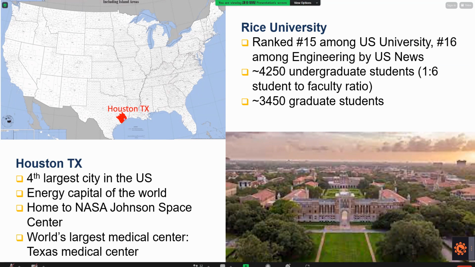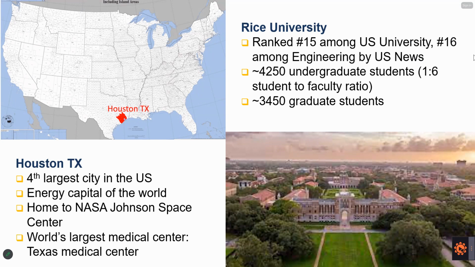So this is a picture of our campus. Right next to, so you can kind of see the, oh, actually you can't, it's on this corner of the Texas Medical Center. My office is right there. You can see kind of my window.